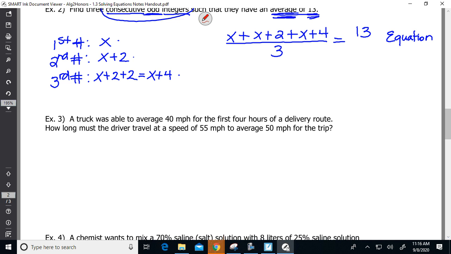First thing is the idea of distance. So distance is equal to your rate times your time. Distance equals rate times time. So a truck was able to average 40 miles per hour for the first 4 hours. So for the first 4 hours, his rate was 40 times his time, 4 hours. There's his rate, there's his time for the first part of his journey.